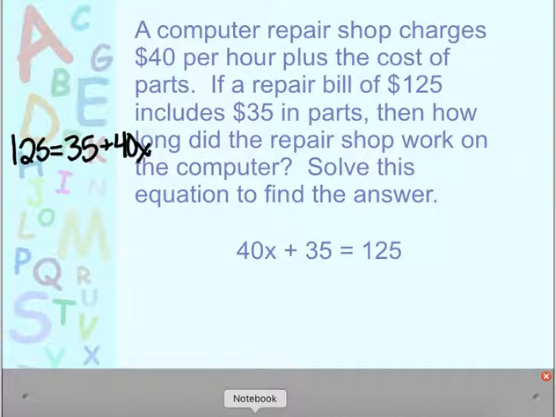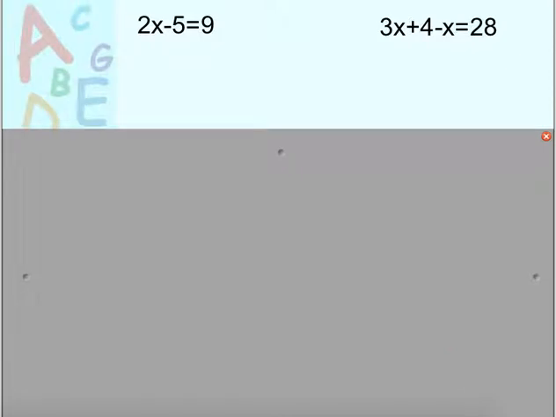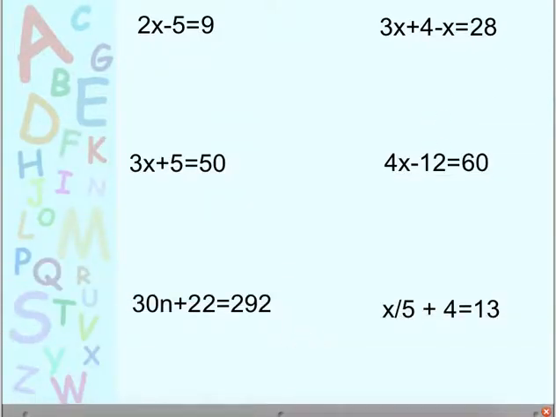So when we go to solve it, we are going to subtract 35 and get 40x is equal to 90, divide by 40, and see that they worked on the computer for 2.5 hours. That's how long they had to work on the computer to get it back up and running, and it would cost me $125. So really quickly, I'm going to show how to do these. Not a ton of explanation, but you can try them out on your own. Pause the video so that you can see if you know how to do these.